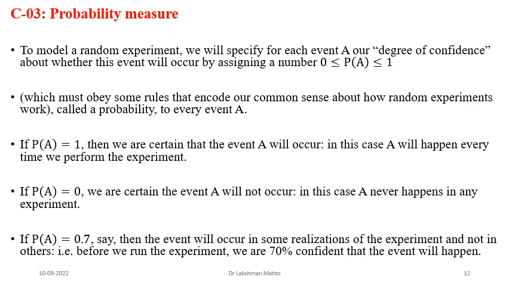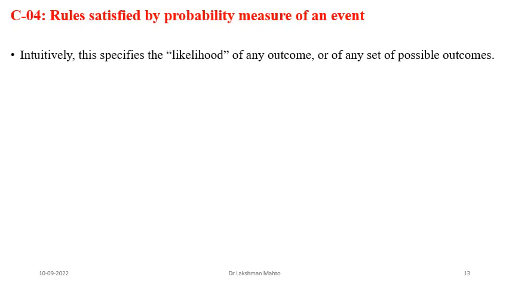If you summarize all these things together as a rule, we call that the probability law. Intuitively, this specifies the likelihood of an event, or likelihood of an outcome, or of any set of possible outcomes.